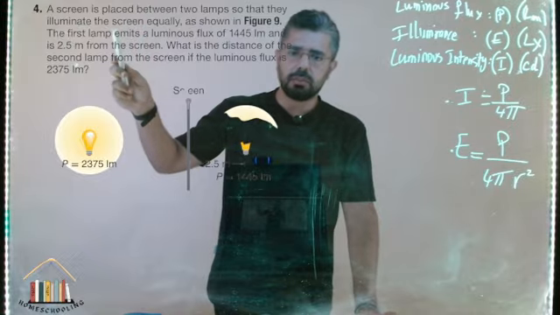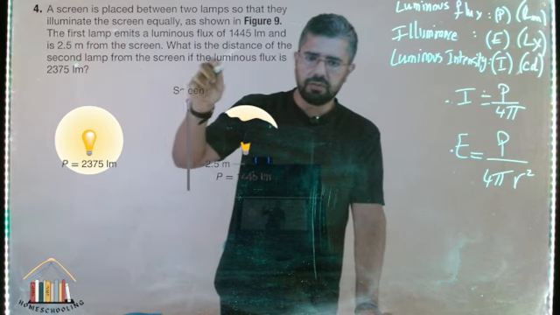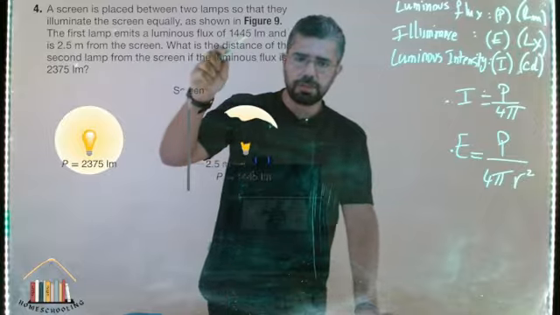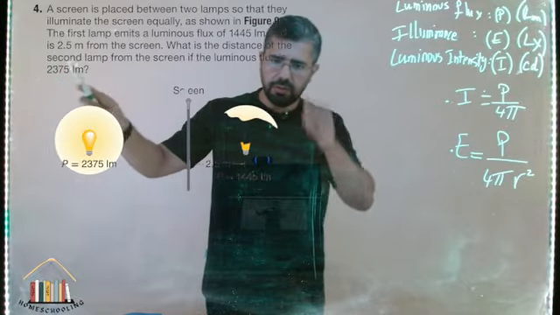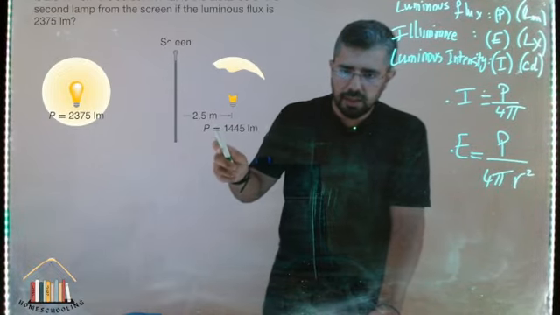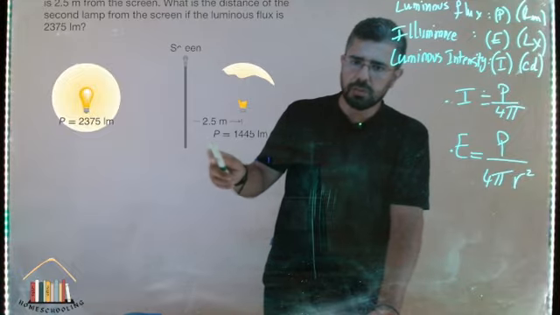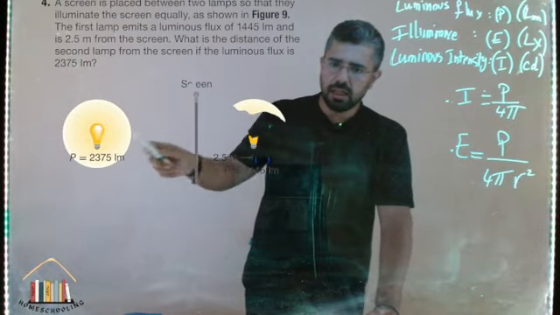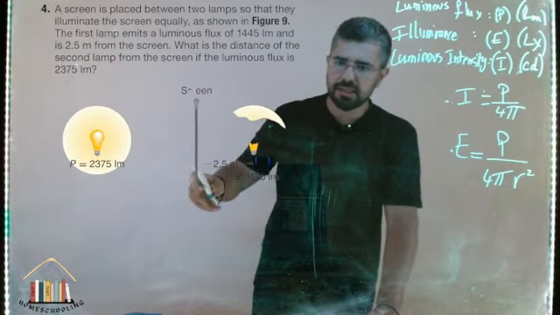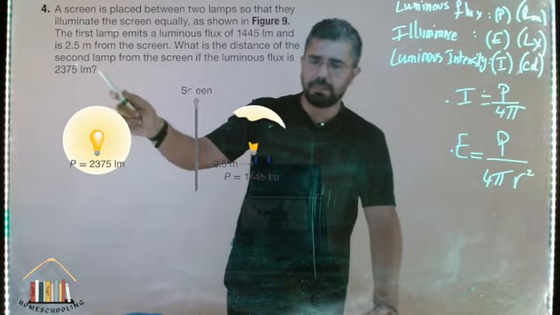As shown in this figure, the first lamp emits a luminous flux of 1445 lumens, which is P, and is 2.5 meters from the screen. As you see here, this light is generating 1445 lumens, and it's 2.5 meters from the screen. The other light bulb is generating 2375 lumens, but the distance is not given. So the question here, what is the distance of the second lamp?